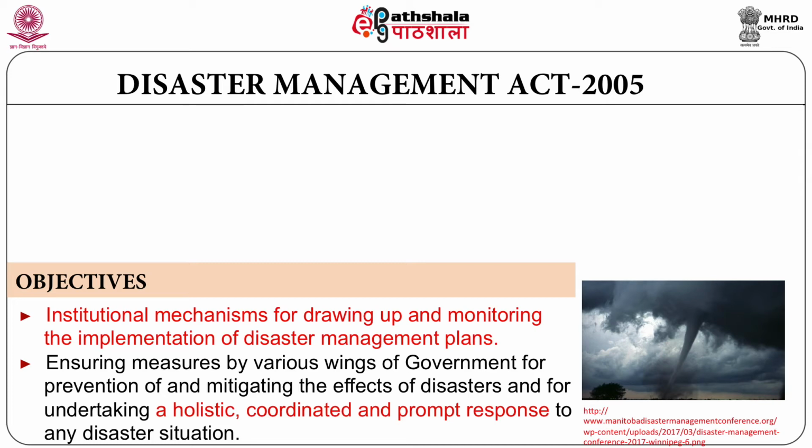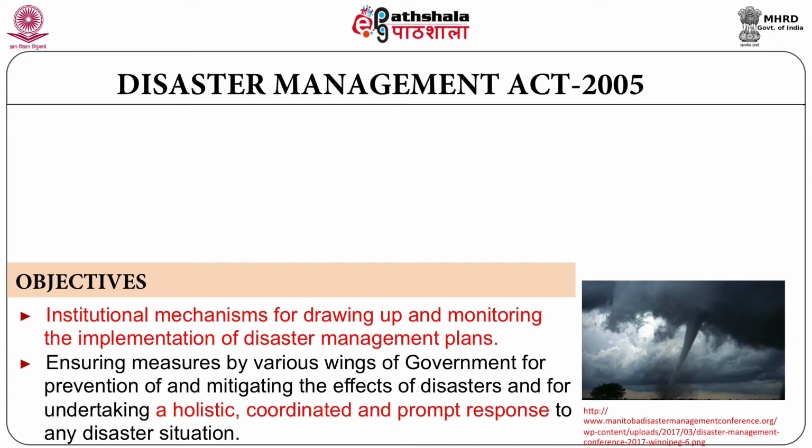Now, why did this act come in the first place? There is always a risk of disaster, which is a function of vulnerability and hazard, and if it goes unaddressed, if we don't mitigate or reduce disaster risk, then disasters are likely to take place.